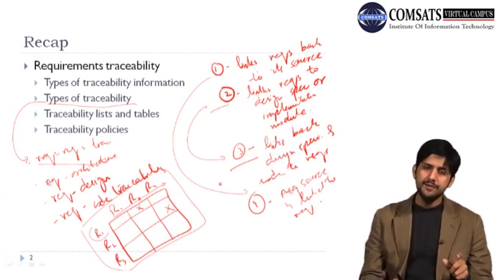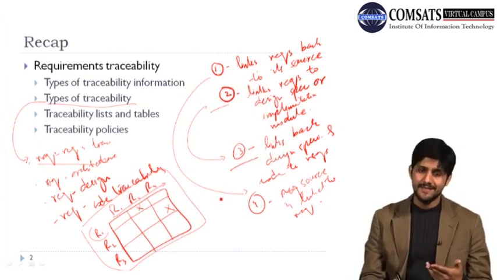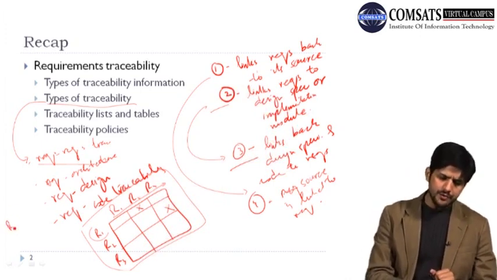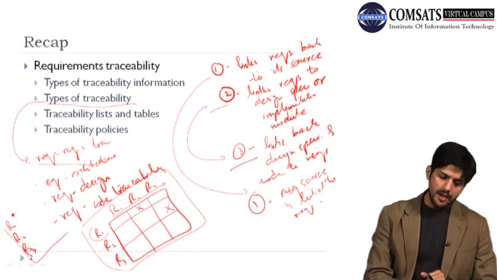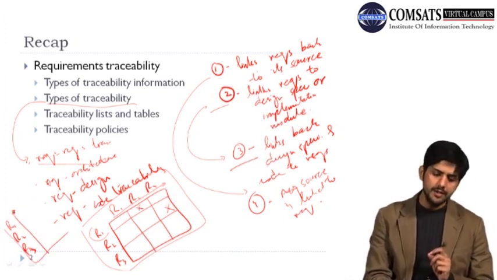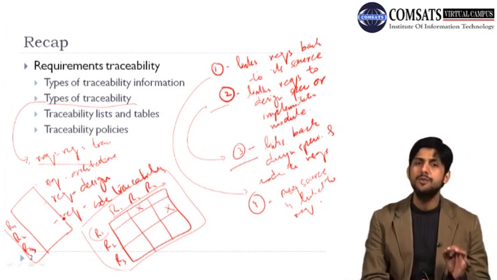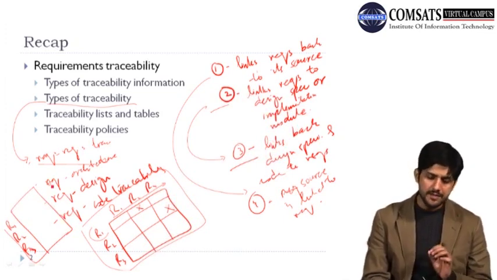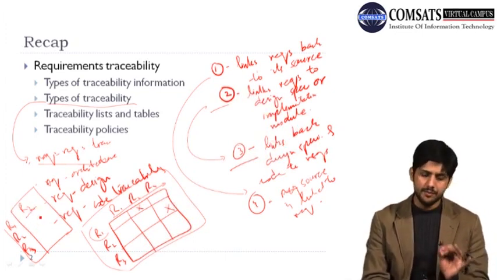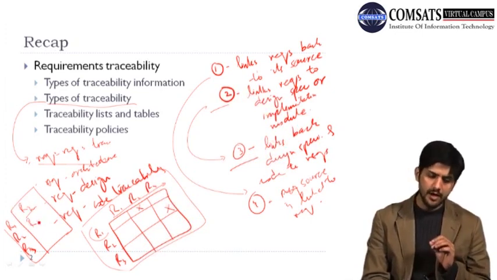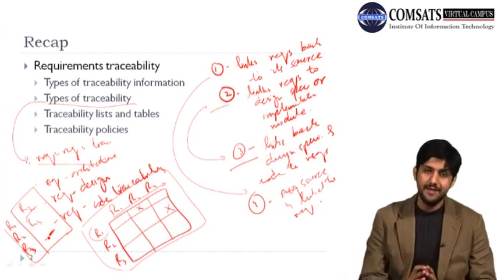An alternative to this is our traceability list. What a list would do is list down all the requirements, which in our case was just three requirements, R1, R2, and R3. And in front of each requirement, it would list all the requirements which depend on that particular requirement. In our case, there is only one requirement which depends on R1, and that is R2. Similarly, there is only one requirement which depends on R2, that is R3. And because there is no requirement which depends on R3, we'll just leave that empty.